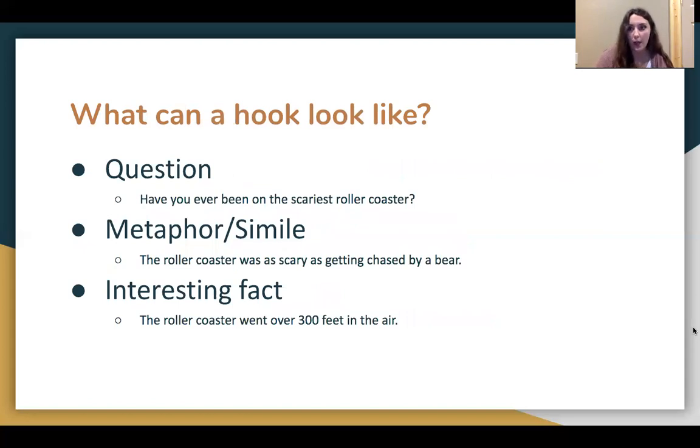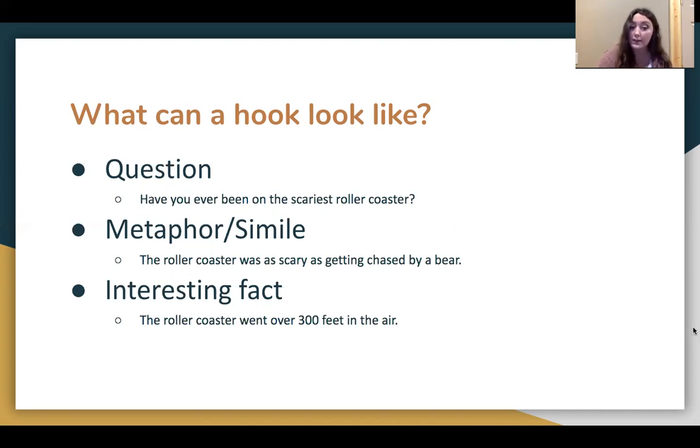So a hook can look a couple different ways. So what can it look like? It can be a question. It can be a metaphor or a simile. Or it can be an interesting fact. Those are the three main types of hooks that we will see. If it is a question hook, it might sound like this. Have you ever been on the scariest roller coaster? That question makes me think, have I ever been on the scariest roller coaster? What roller coasters have I been on? What makes it the scariest roller coaster?